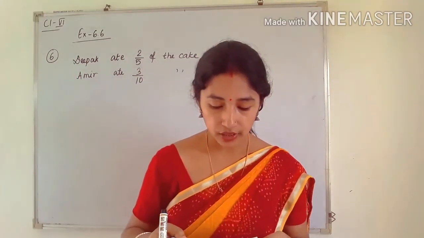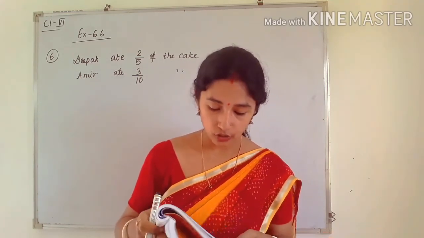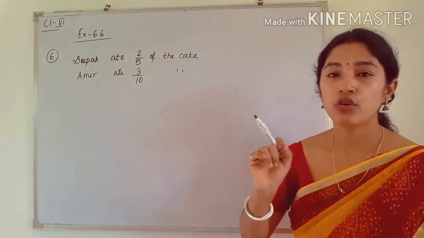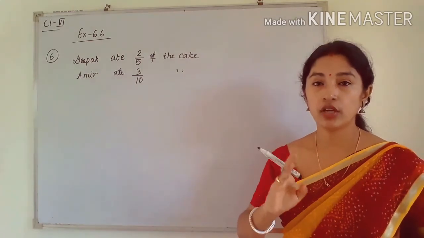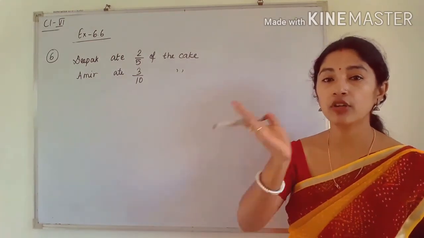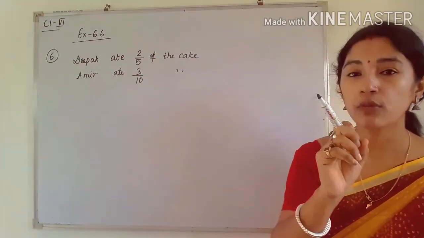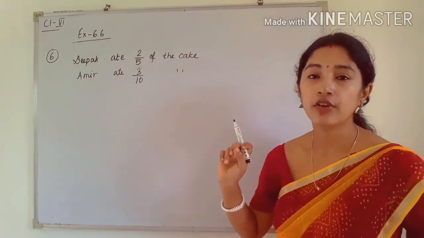Deepak and Amir brought a cake. Deepak ate 2/5 of the cake. Amir ate 3/10 of it. Okay. So who ate more? So this is the given condition. So we have to find who ate more. That means we have to compare. Okay. So how to compare? Already we know how to compare. We have done it previously also. So for comparing also the denominator should be the same. Okay. We have to make the fractions like fractions.